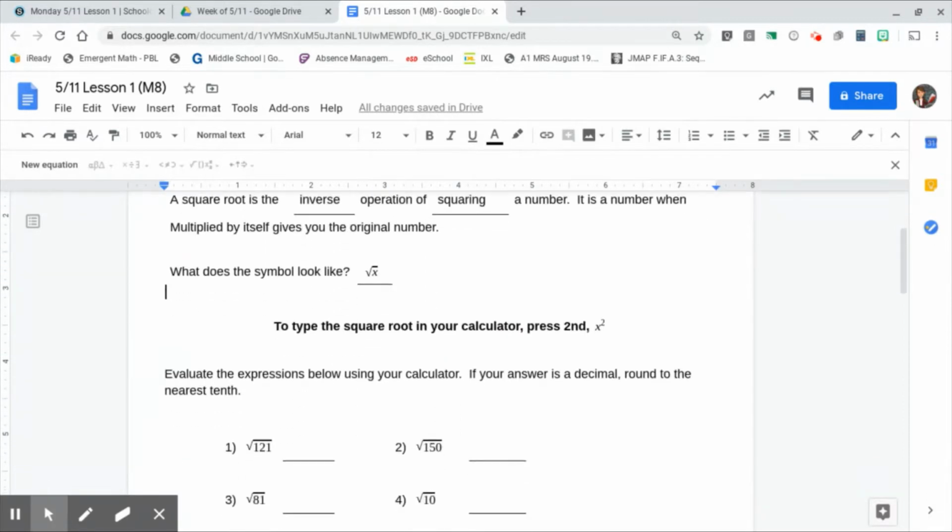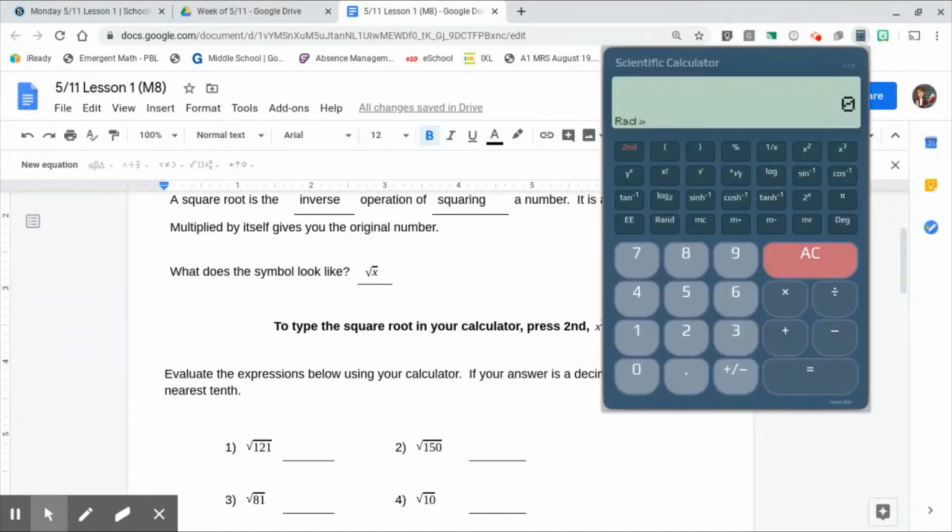To type the square root in your calculator, if you have a calculator like the ones we use in class, the TI-30X IIS, you are going to press second, x squared, and that's how you get your square root function on that calculator. If you're going to use the calculator on your Chromebook, there's a Chrome extension already installed for a scientific calculator. You would use this button right here. However, you need to type in your number first. So if I was trying to find the square root of 4, I would type in 4 and then the square root symbol, and that gives you 2.